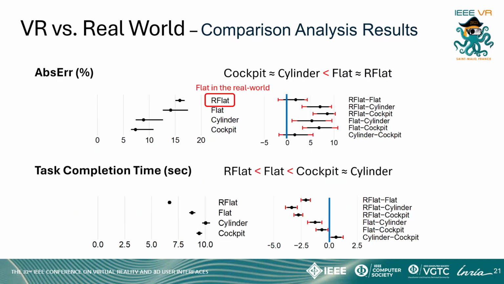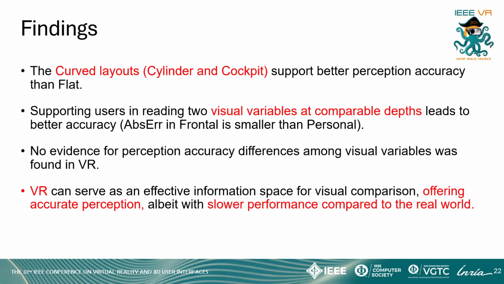And this is the summary of comparative analysis results between our VR study and earlier real-world studies. The findings indicate a trade-off between absolute error and completion time, with the cylinder and cockpit conditions in VR showing lower absolute error but taking longer than the flat condition in the real world. Our findings from the first study results and participants' feedback are as follows.